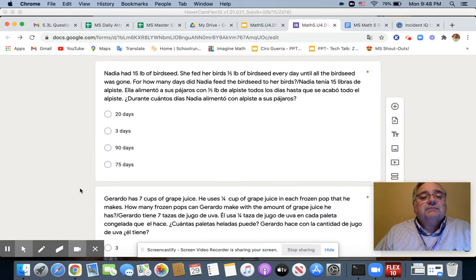Nadia had 15 pounds of bird seed. She fed her birds 1/5 a pound of bird seed every day until the bird seed was gone. For how many days did Nadia feed the bird seed to her birds? Easy. Let's get back to this one here.